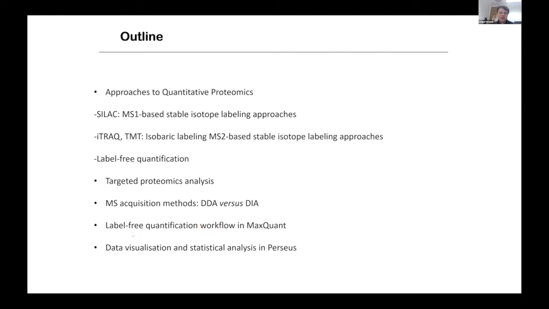Then I'll exemplify the data analysis a little bit more by looking at the label-free quantification workflow in MaxQuant. And then I'll use an example of a fairly simple experimental design to show how processed data can be visualized and a statistical data analysis performed in a package called Perseus.